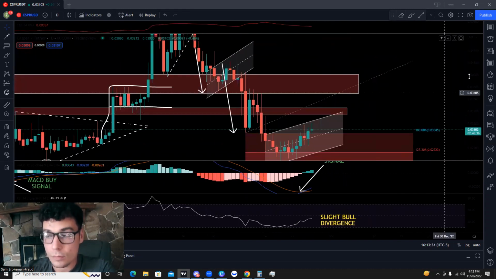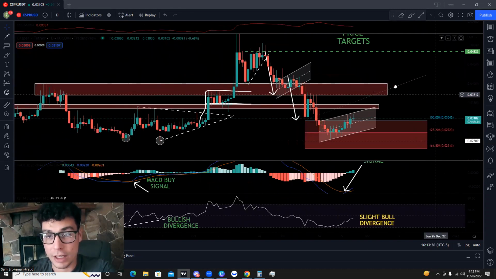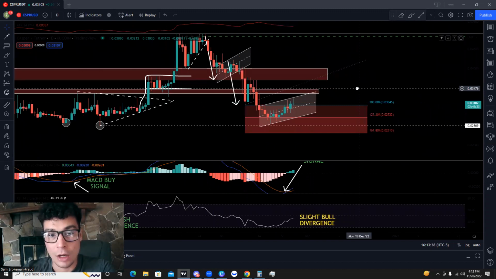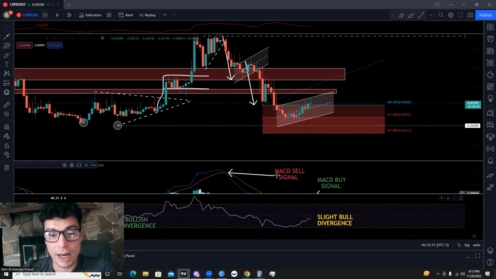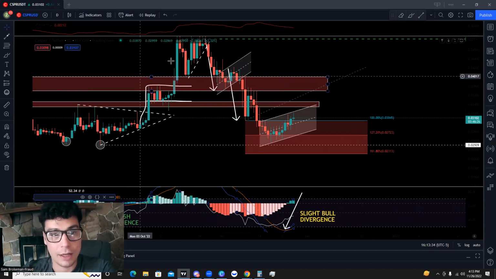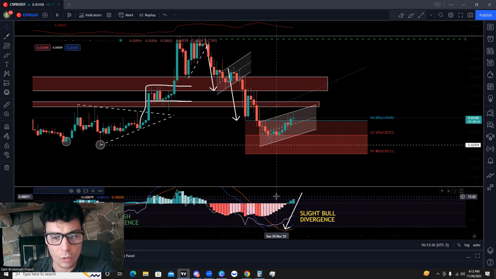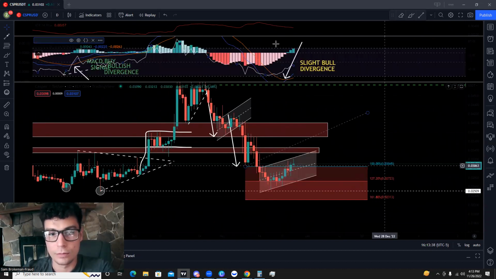All right. Now, again, it's all about looking at the signals. So, are we having bearish signals at this moment? Because over here we got a nice MACD sell signal. Okay. What just happened there? Hold on one second.